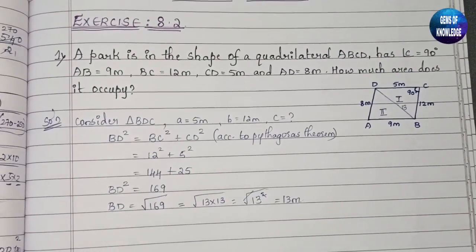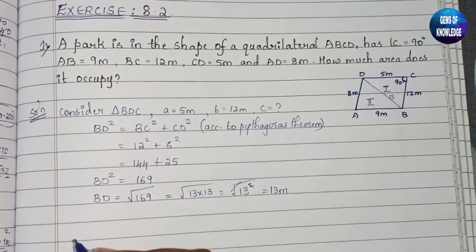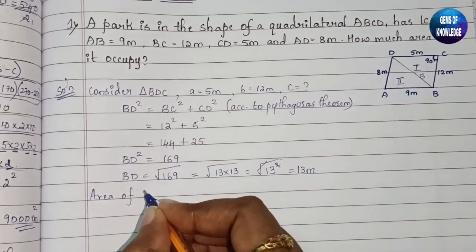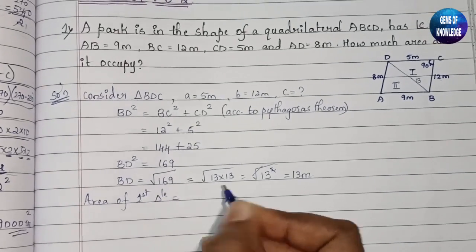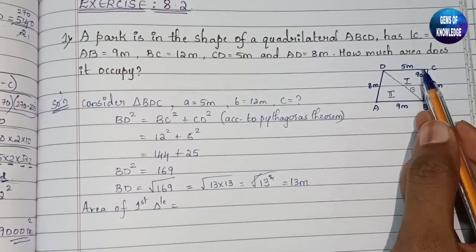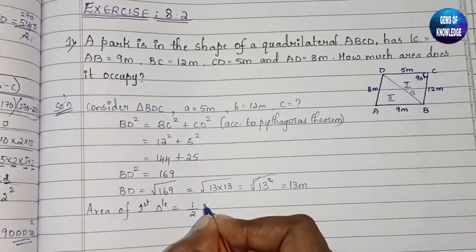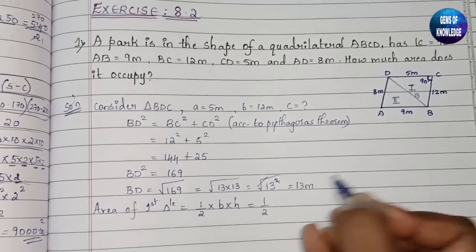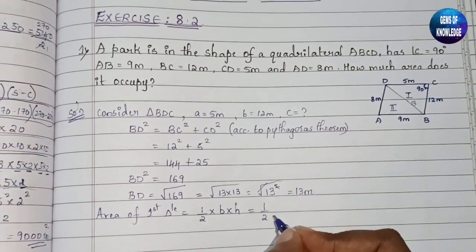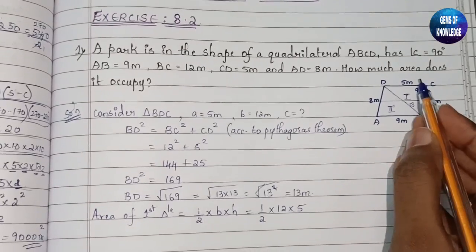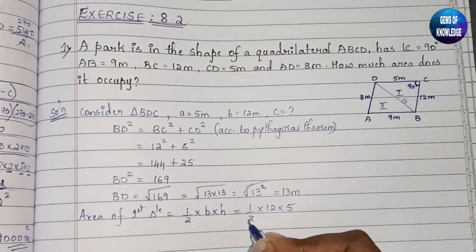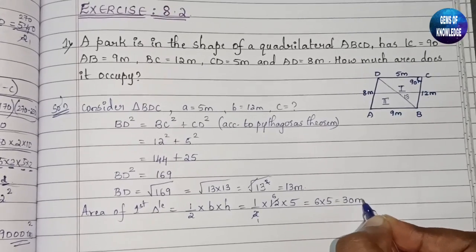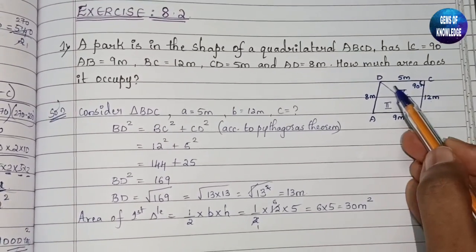Next, now we need to find the area of this triangle. So the area of the first triangle is equal to, this is also a right angle triangle, so we will consider the formula half into base into height, because we directly get the answer. Half will be as it is, base is 12 into height is 5. Now 2 ones are 2, 6 twos are 12, we get 6 into 5, 6 fives are 30 meter square. So the area of this part is 30 meter square.